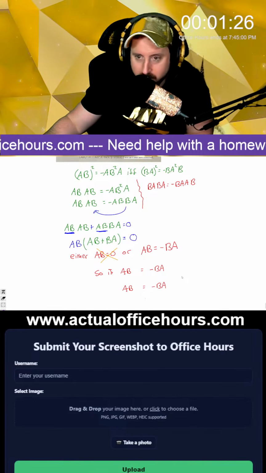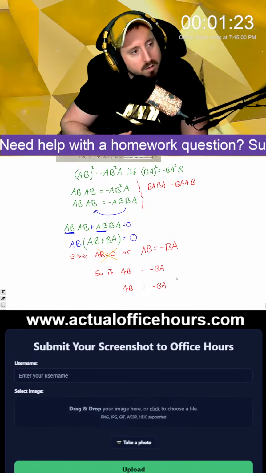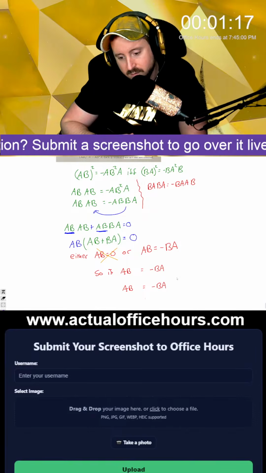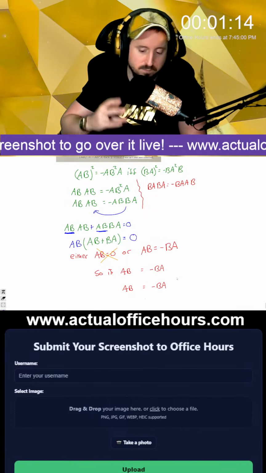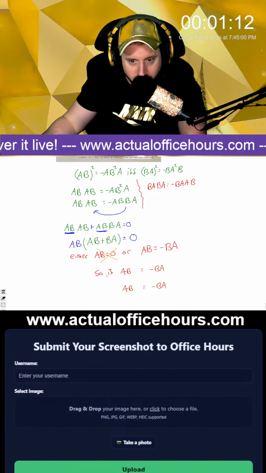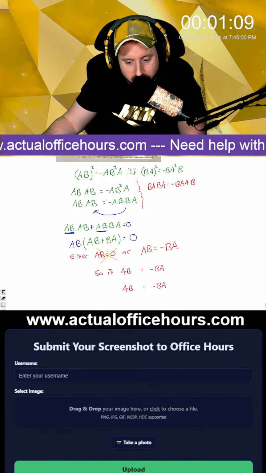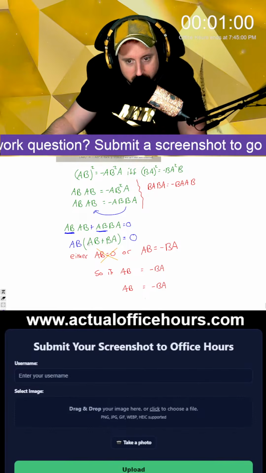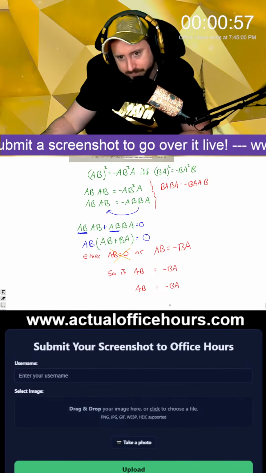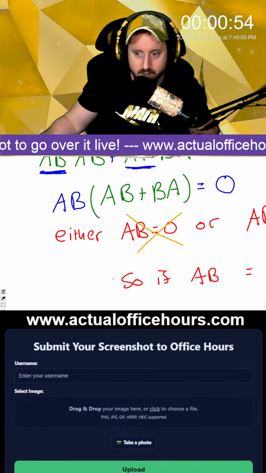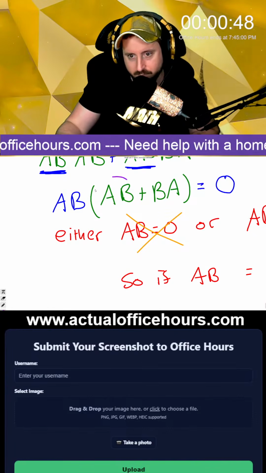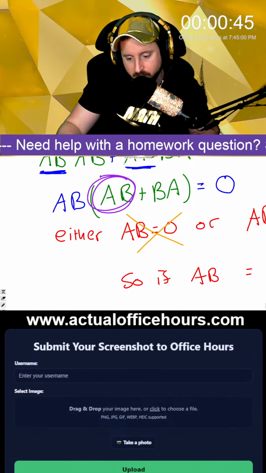We can rigorously prove that AB cannot be 0, because if you take determinants on both sides, you'd have that the determinant of AB plus BA is 0. Otherwise, if AB is 0, the determinant of AB plus BA is the determinant of BA, which is 0, which is a contradiction. Oh, I see what you're saying. So if this is equal to 0, then the determinant of this is also equal to 0? Wait, say that again, sorry.